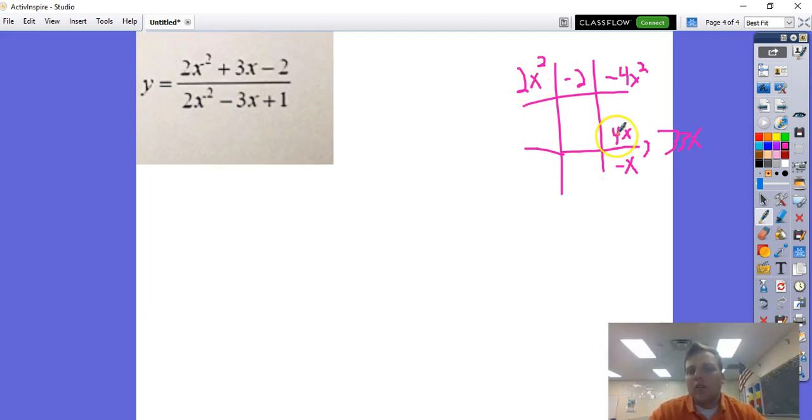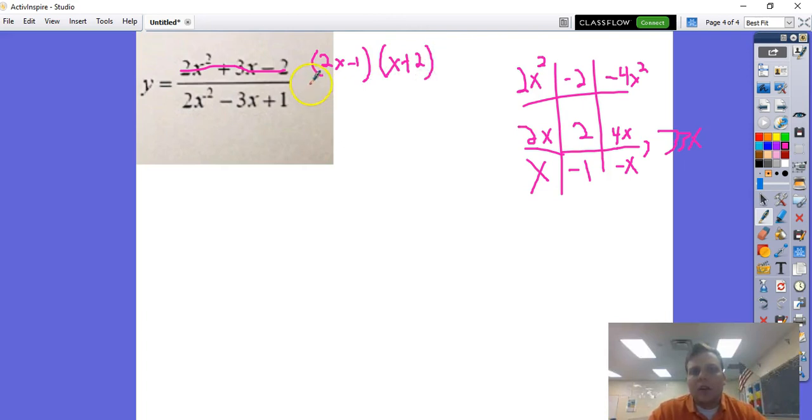Now, 2x squared and 4x, what do they have in common? A 2x. Very good. 2x squared and negative x, what do they have in common? X. 2x times what is 4x? 2. X times what is negative x? Negative 1. Go across. So my numerator can now be rewritten as 2x minus 1 times x plus 2.